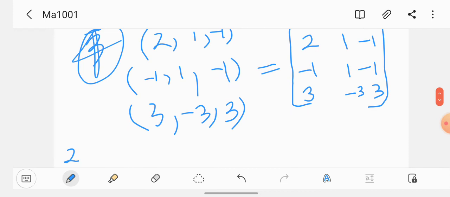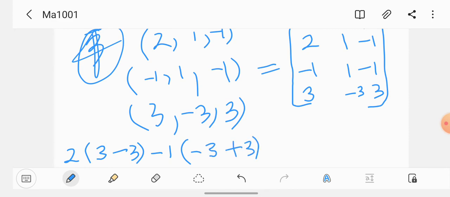So 2 into (3 minus 3), okay, then minus of 1 into (-3 plus 3), and next minus 1 into (3 minus 3), and this is minus 3, okay, and which is equal to 0.